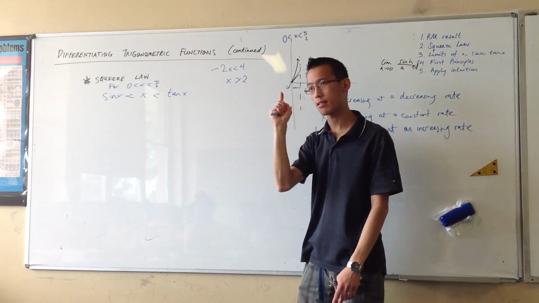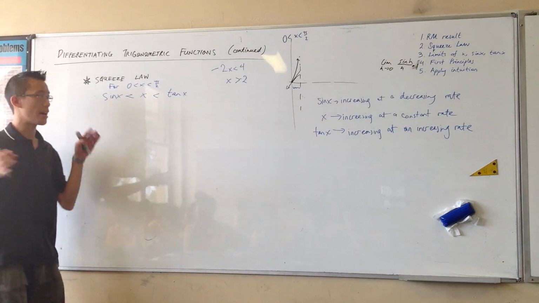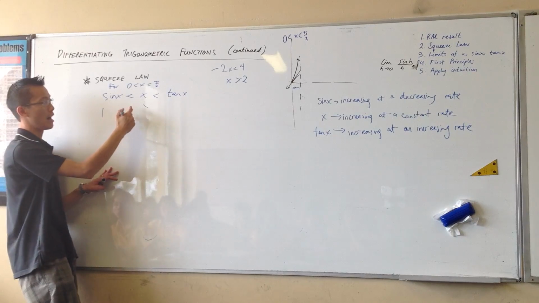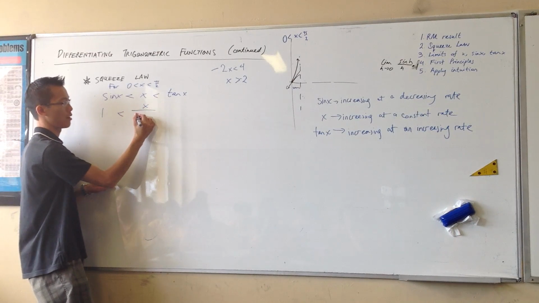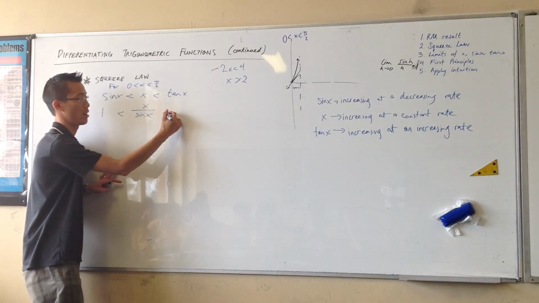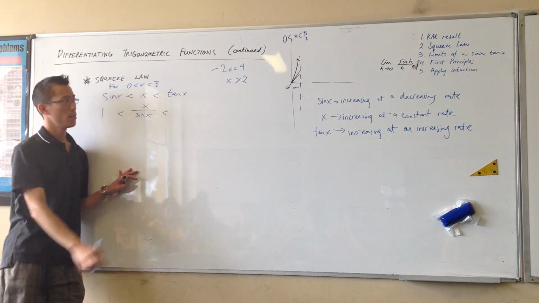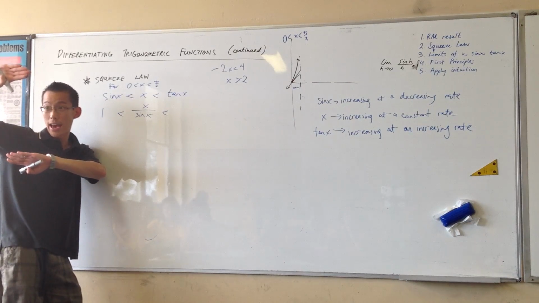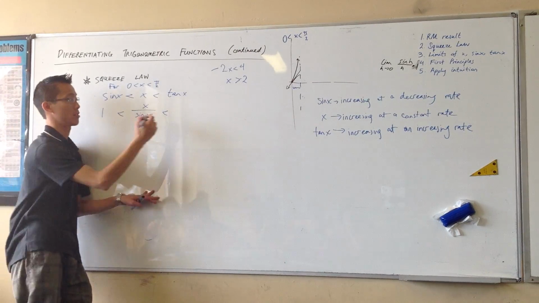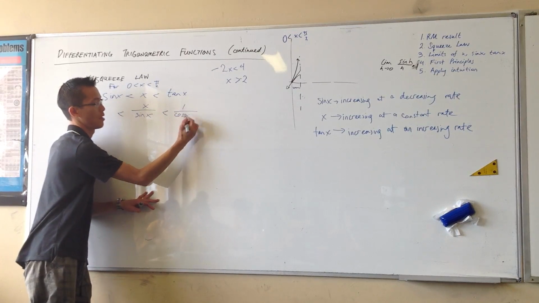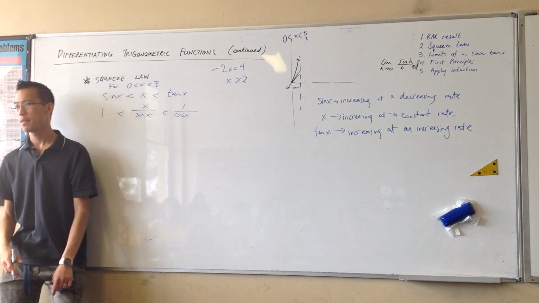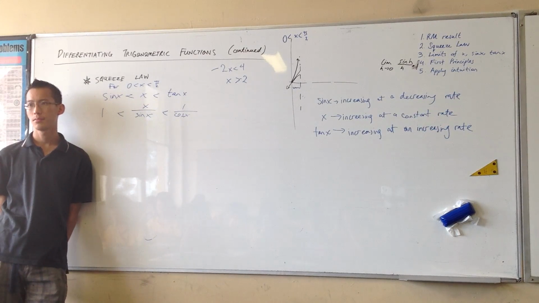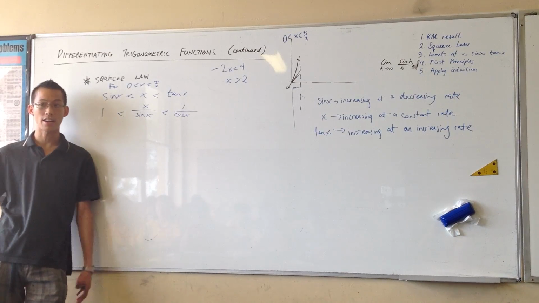Now tell me, as I divide through by sine x, on this side I'm just going to get 1. In the middle I'm going to get x on sine x. And on the right-hand side, tan is just shorthand for sine over cos, so when I divide through by sine, I'm going to get 1 over cos. Now you tell me, how can I know that none of these inequalities have changed direction?